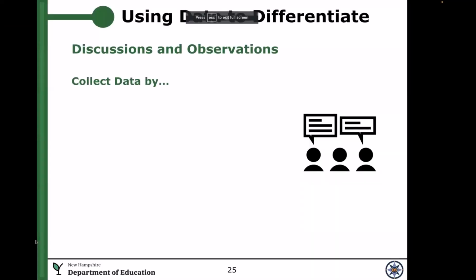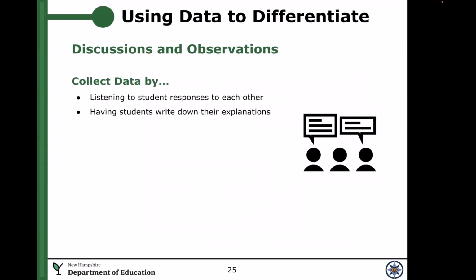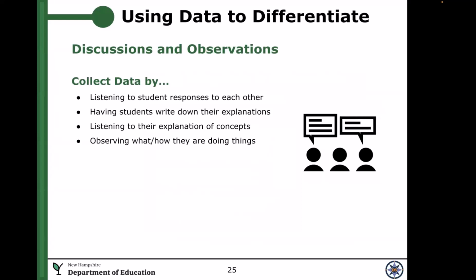So for discussions and observations, we know we can collect data. We're going to listen to their responses to each other. We're going to have students also write down their explanations, how they're doing their work or coming to a conclusion, and listen to their explanation of concepts. While we're listening and observing how they're doing things, we can respond to them if they're doing really well or if they're maybe not explaining a concept correctly.